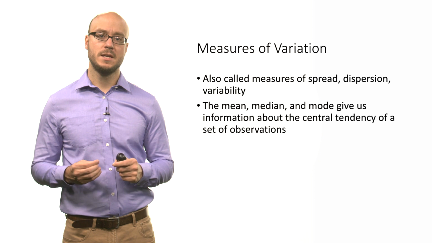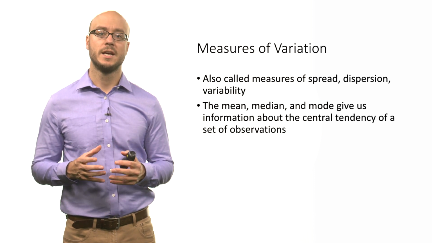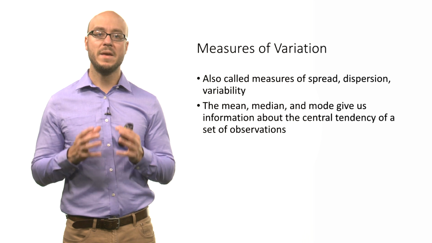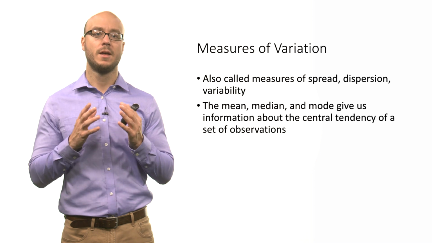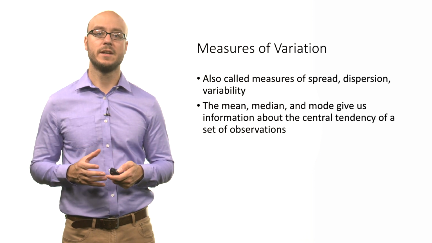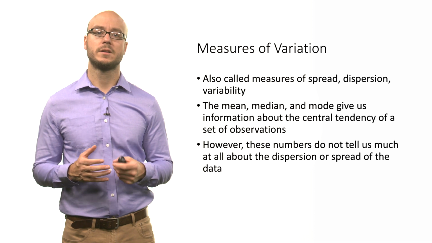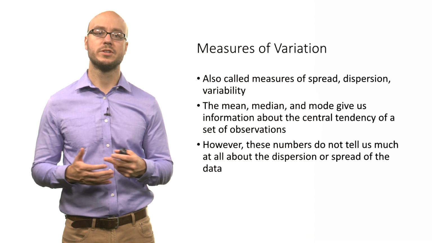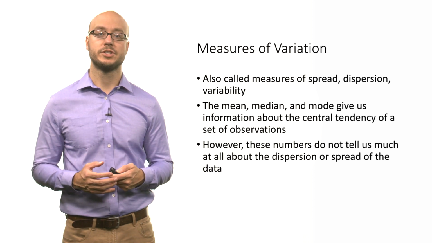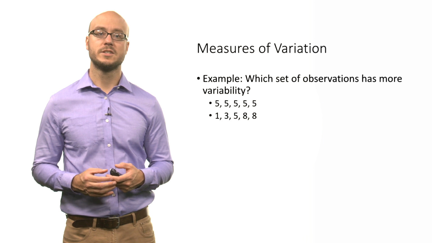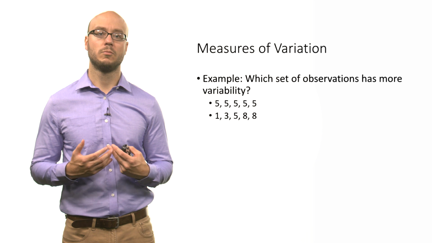When we talk about the mean, the median, and the mode, those measures of central tendency, they give us information about the middle part of a set of observations. It gives us an idea of what the typical observation is in a set of observations. But these measures really don't tell us much about the spread, the dispersion, the variability of the data. And for that, we talk about measures of variation. There are several different kinds of measures of variation, but let's go through an example of one.